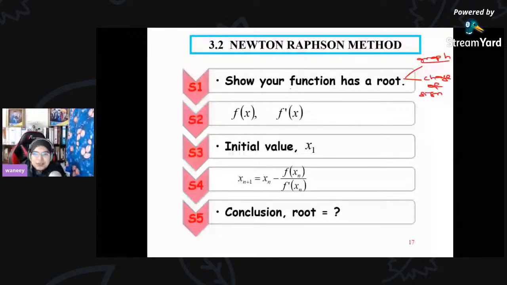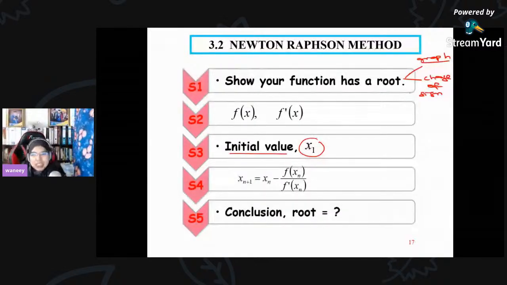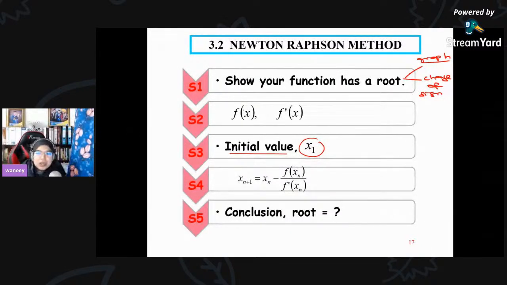Once you show that your function has a root, what you need to do is find out what is the initial value. So tadi kalau dah ada change of sign, so kita carilah initial value kita apa. Okay, so what is f x? So function tu kita tengoklah function apa. So do make sure to determine your function correctly, and then you must differentiate them as well. So make sure you have your function together with its derivative. Third step, find out what is the initial value. We're going to substitute into the formula, and then we're going to write down the conclusion.